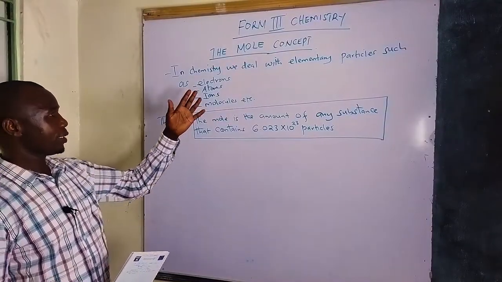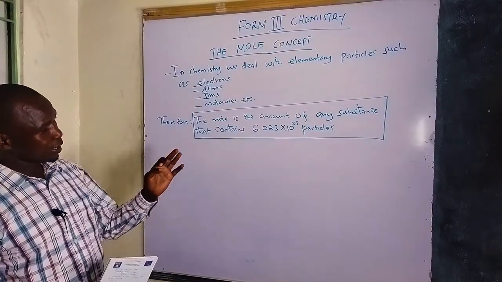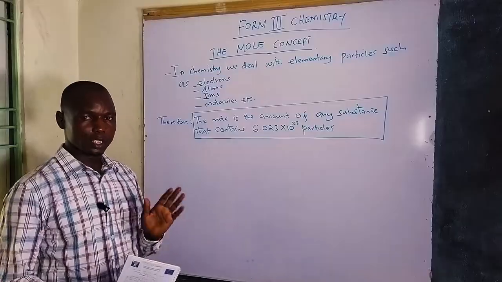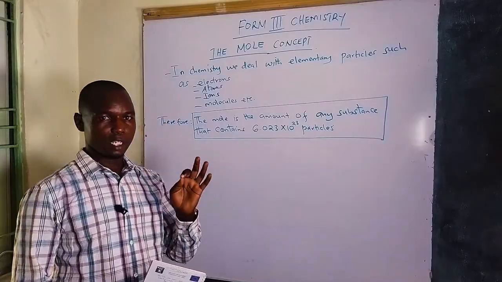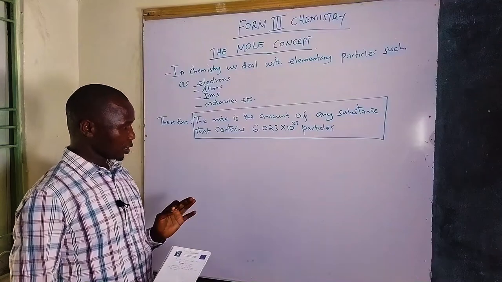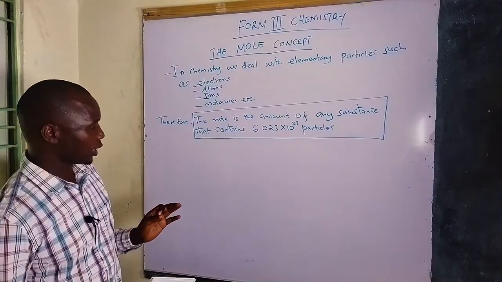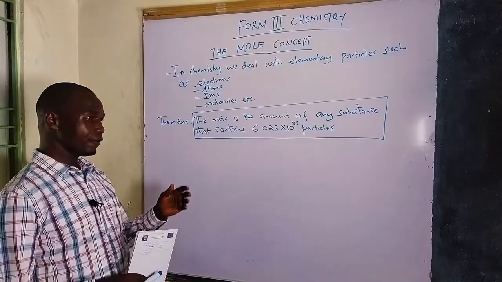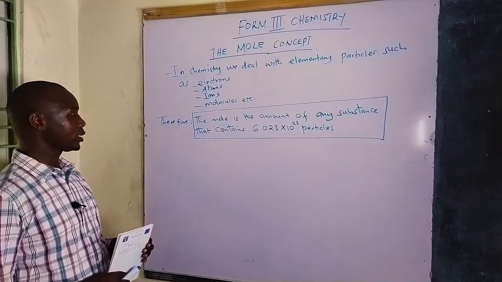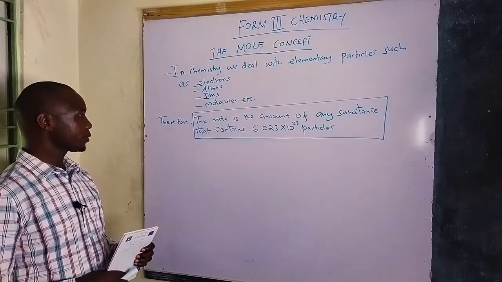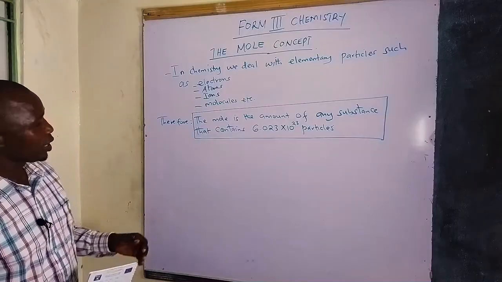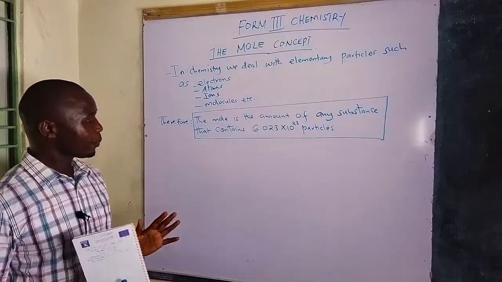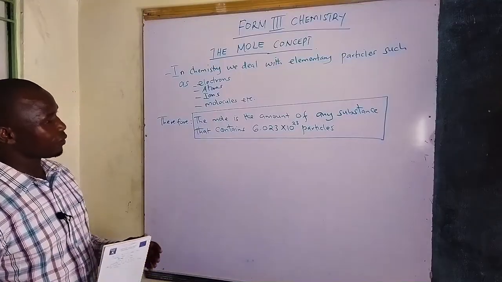Before we look at the mole concept, we defined a subject called chemistry in Form 1, and we said chemistry is a subject that deals with the study of composition, structure and properties of matter. In terms of composition, matter is made up of particles. So in chemistry, we deal with elementary particles such as electrons, atoms, ions, molecules, etc. It is not possible for one to know the number of particles present in any given amount of substance.